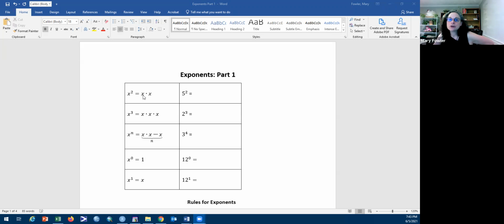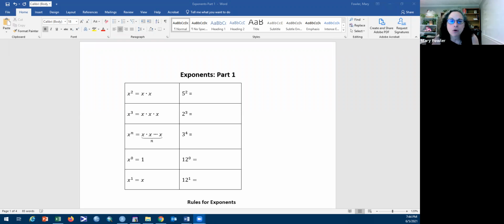What that means is we're going to take the factor x 2 times, so we're going to multiply x times x. X raised to the power 3 is called x cubed, x 3 times. In general, x to the n means x, that factor, multiplied by itself n times. There are 2 special rules we have to keep track of: anything raised to the 0 power is 1, and anything raised to the 1 power is itself.